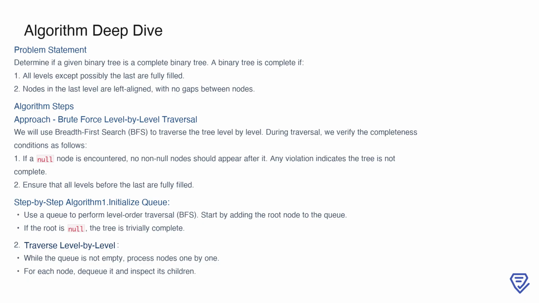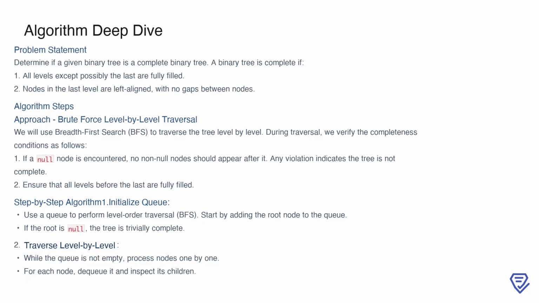To solve this, we will use a breadth-first search, or BFS, approach, traversing the tree level by level. While traversing, we check two key conditions: if a null node is encountered, no non-null nodes can appear after it, and all levels before the last must be completely filled. The algorithm begins by initializing a queue to facilitate the BFS traversal, adding the root node to the queue. If the root itself is null, then the tree is trivially complete.